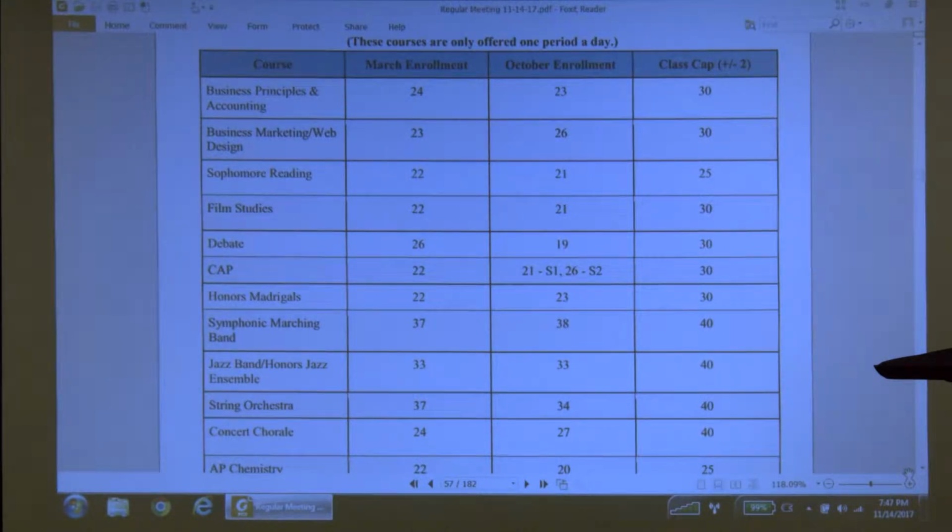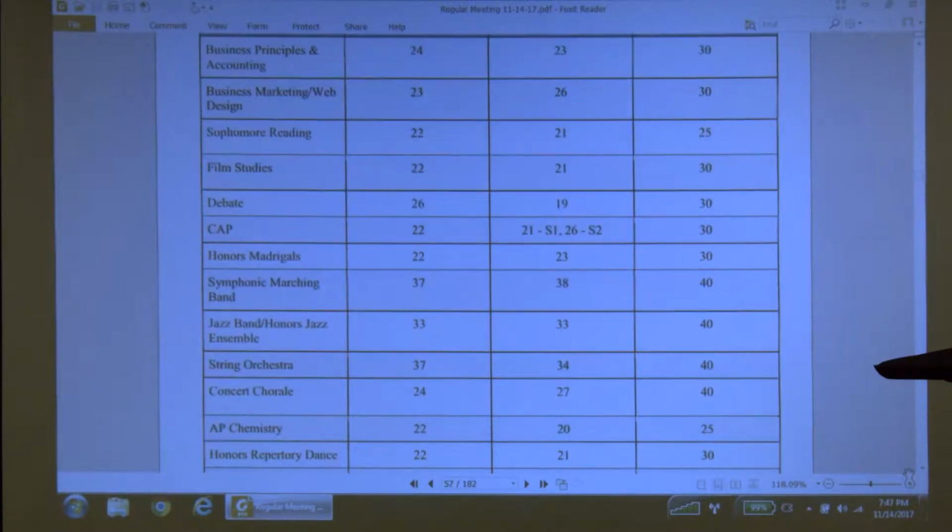But certain things like honors madrigals and debate, typically students will choose honors madrigals because they had to audition for that. And so those students will have to go through that process.